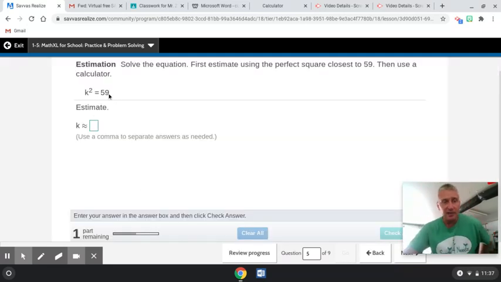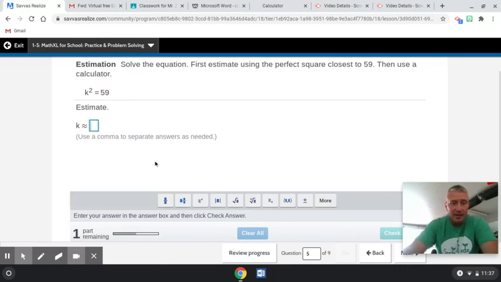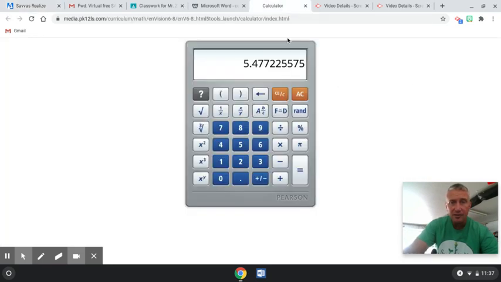K squared equals 59. This is irrational. So if it is irrational, I know that my estimated answer is going to be positive or negative because it's squared and it has two answers. And it says to use a comma and separate these as equal. It says first estimate using the perfect square that's closest to 59, then use a calculator. So let's use the calculator.